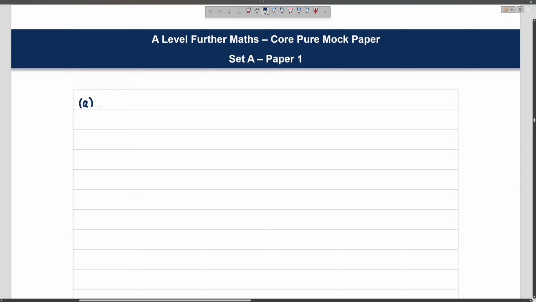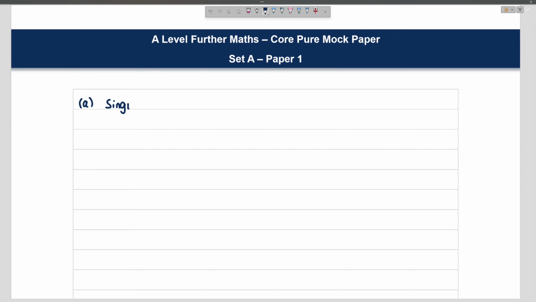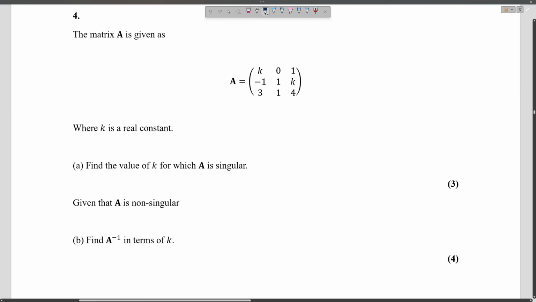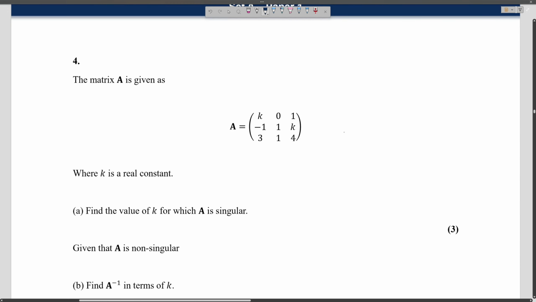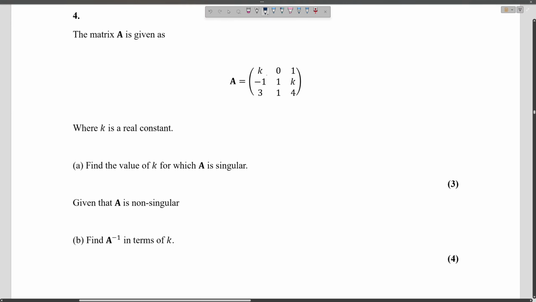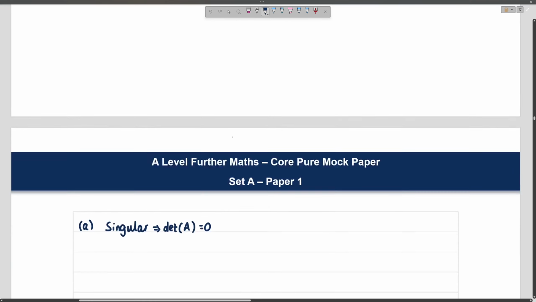If the matrix A is singular here, what that's telling us is that the determinant of the matrix A, so det A, is equal to 0. So all I need to do is find the determinant of this 3x3 matrix, set it equal to 0, and then solve for K. And to do that, let's just expand along the top row.